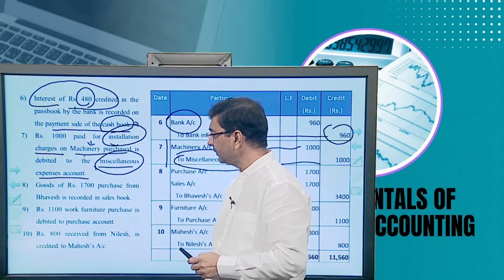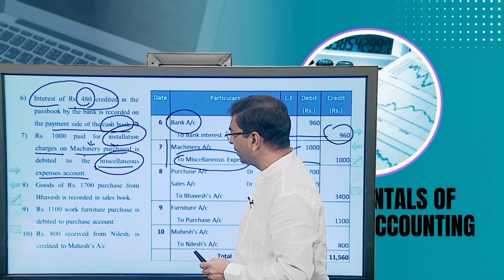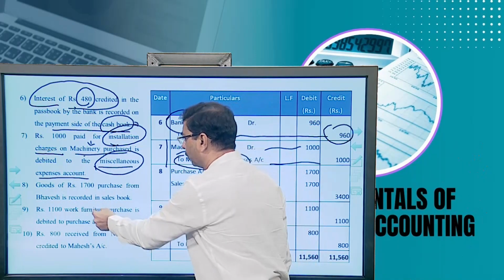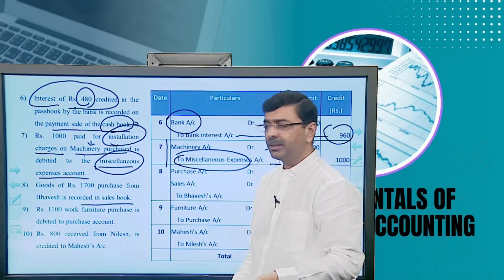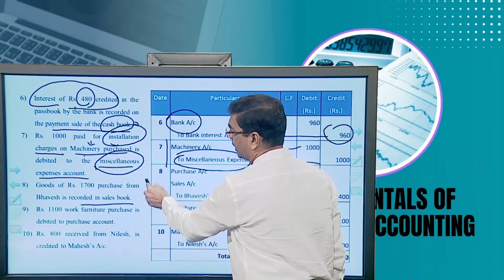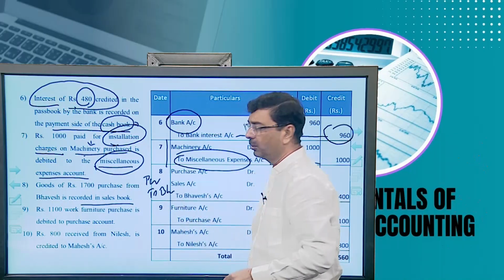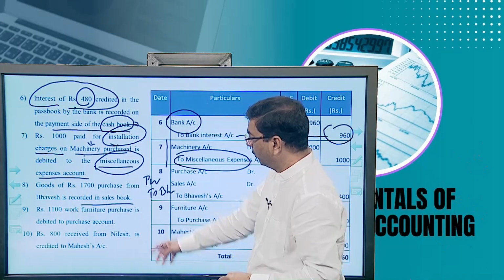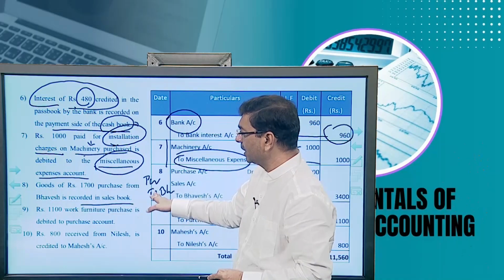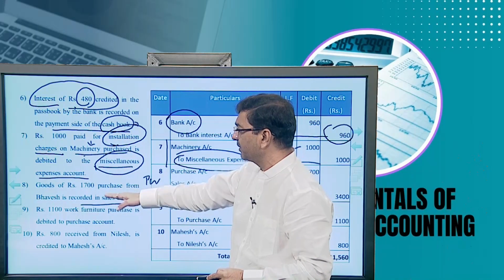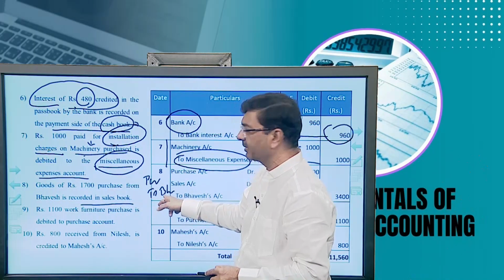Next, goods of rupees 1700 purchased from Bhavesh is recorded in the sales book. It is a purchase. Purchase account is debited to Bhavesh account. What is the right entry? This was actually goods of 1700 purchased from Bhavesh, recorded in the sales book. So this is the right entry.